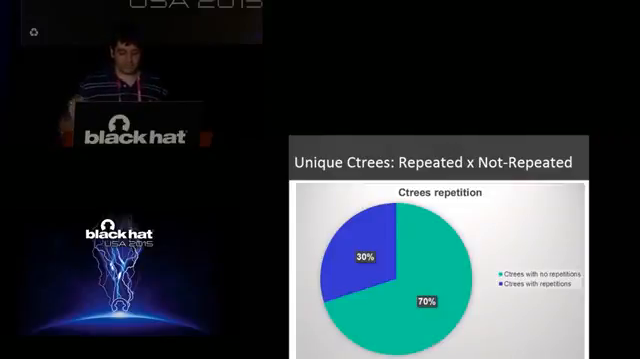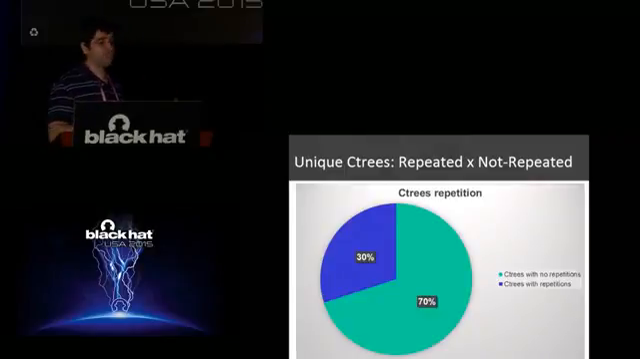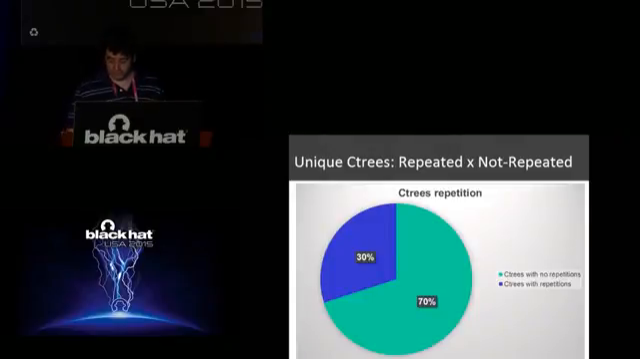So we noticed that 30% of the unique C-trees got at least 1 repetition. And the big majority had no repetitions, right? Again, these numbers are completely tied with the methodology and the thresholds we established, and they should have been presented in the previous section.